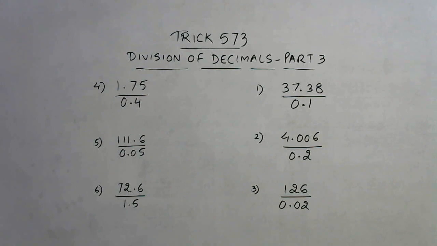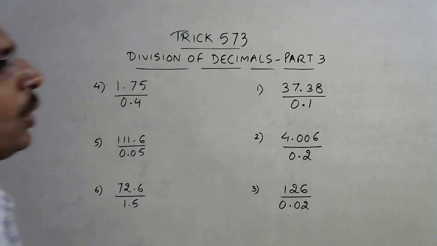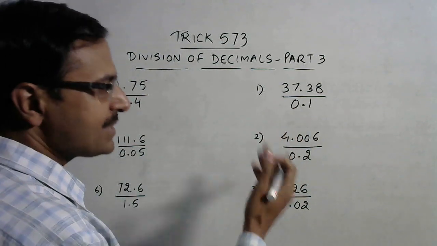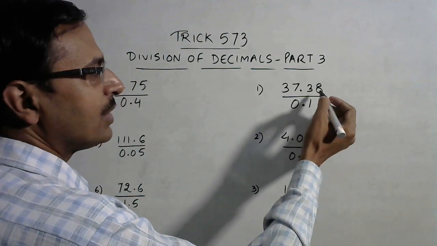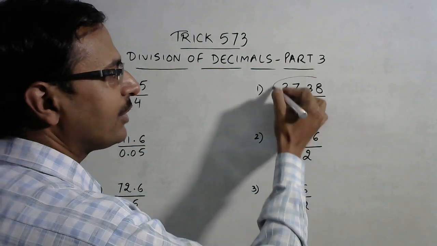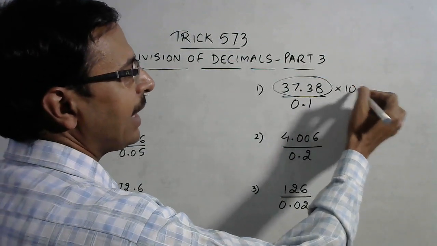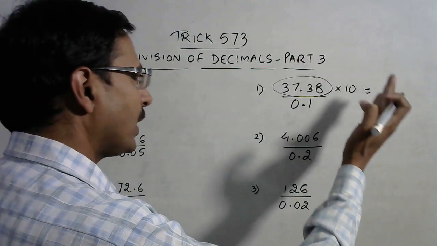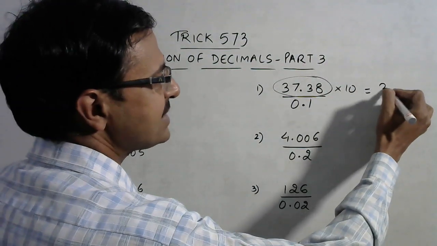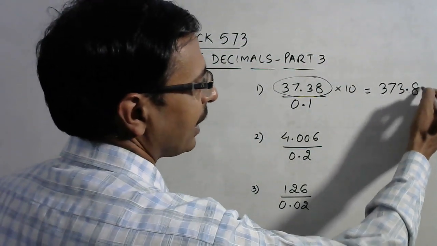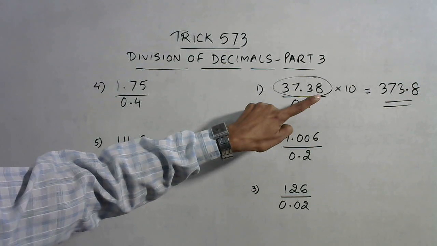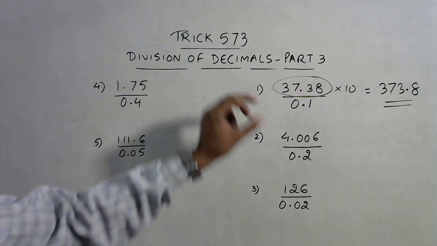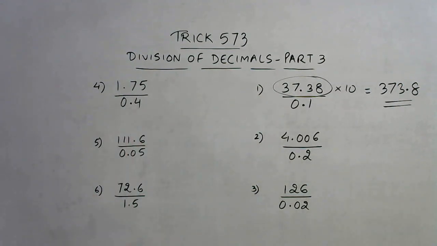Whenever the denominator is 0.1, all we need to do is to understand that 0.1 is actually 1 upon 10. So this is actually multiplication of the numerator by 10 and shifting of the decimal place one digit to the right side. So 373.8 is the answer for this question. So simply transfer the decimal one digit towards the right. You get the answer on division of that number by 0.1.